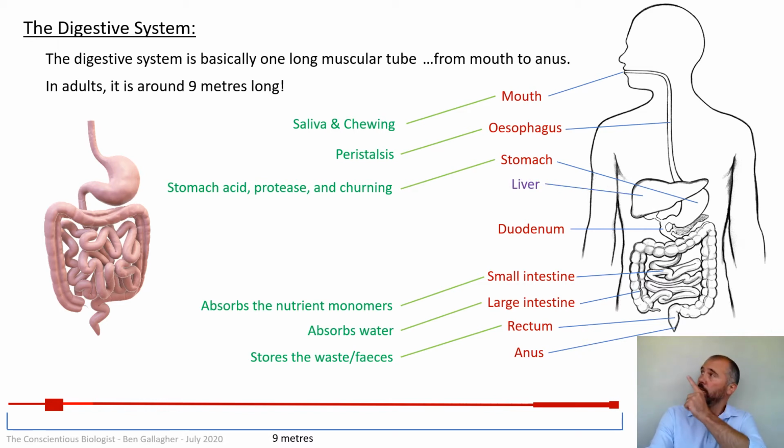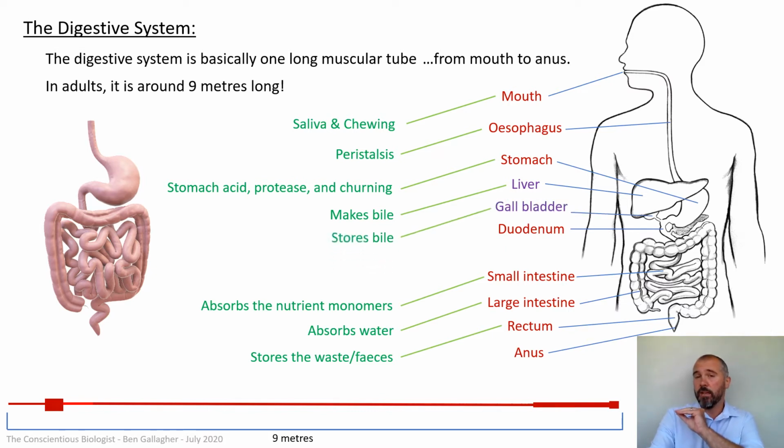Specifically, you've got the liver, which I've just marked up there. The liver makes bile, which we talked about in the last video. The gallbladder, just kind of underneath, which is where bile is stored. And a really, really important organ called the pancreas. So it's the pancreas that creates lots of the digestive enzymes.